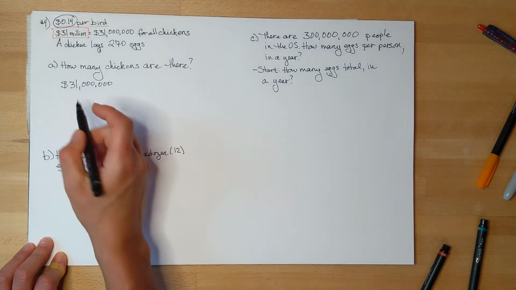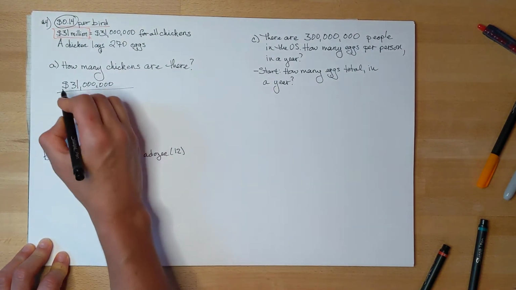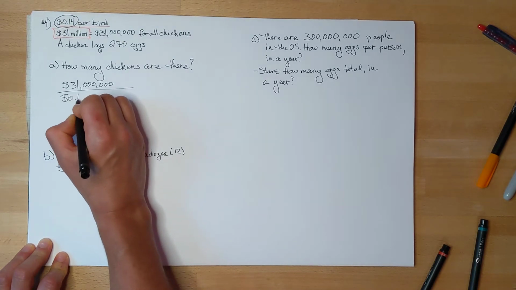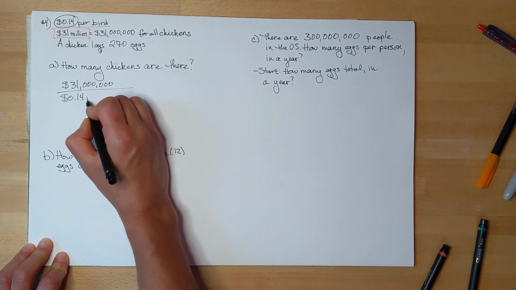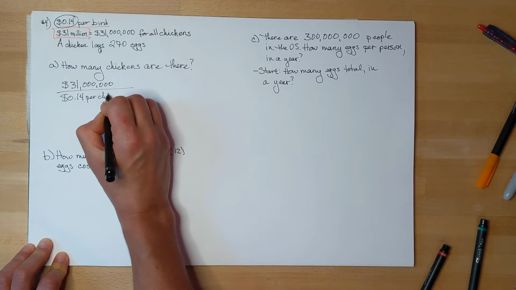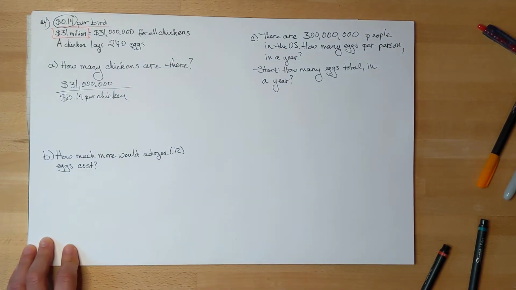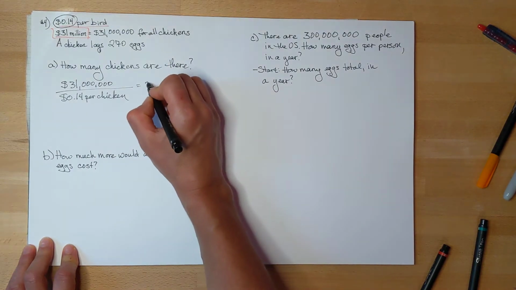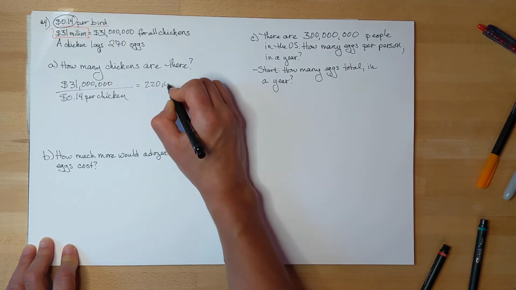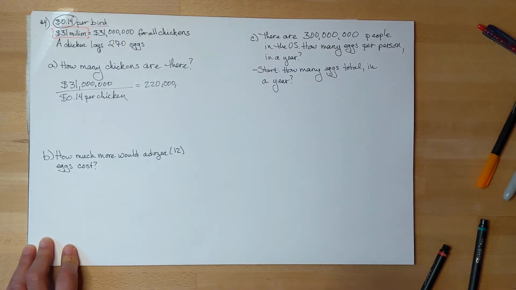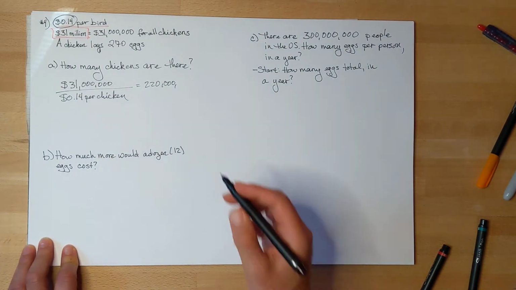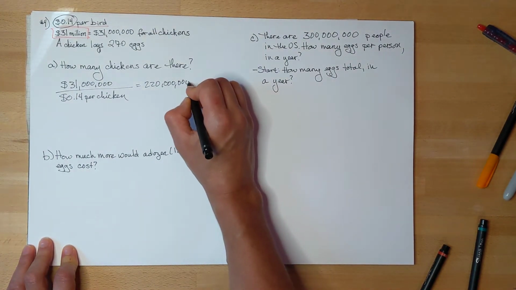So I want to take that $31 million and divide that by the 14 cents per chicken to say how many 14 cents is in $31 million, and you will get 220 million chickens.